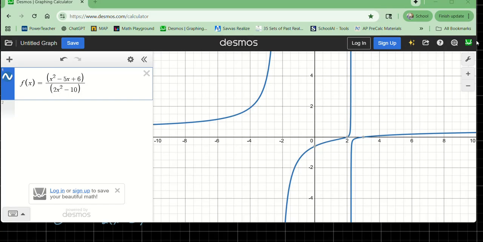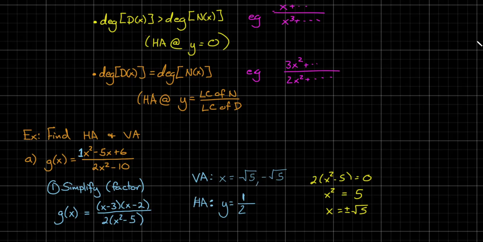I know that my function is 0 when the numerator is 0. What values of x make this numerator 0 once we have it factored?